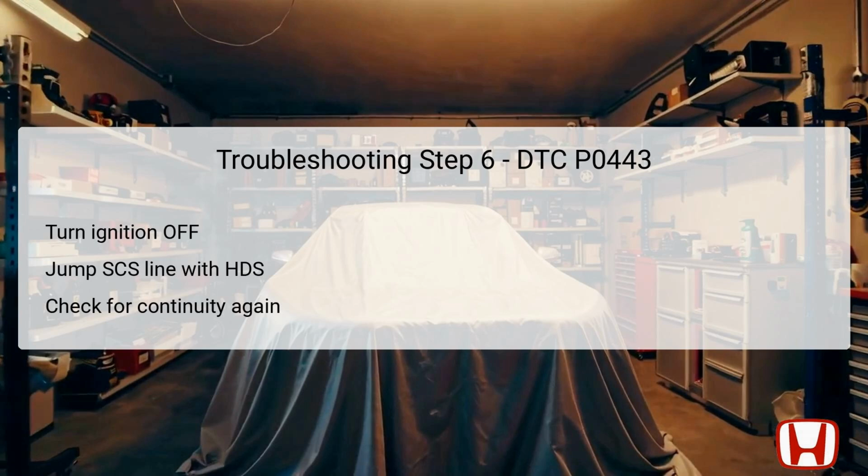After this, utilize the HDS to jump the SCS line again, allowing for a streamlined continuity test. Next, once again, disconnect the PCM connector B49P to isolate the main control unit from the electrical network. Ensure to measure the continuity between the two defined test points as stated.